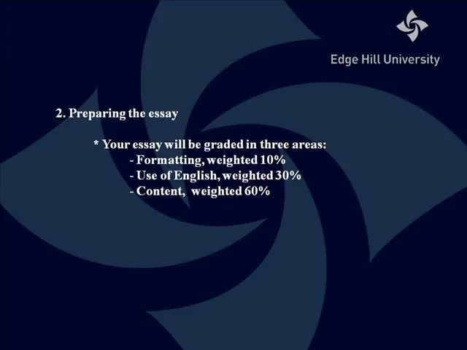So, as you will see from the documents I sent you out last week, and what I'm going to show you here, the essay will be marked on 3 areas: formatting, weighted at 10%, use of English, weighted at 30%, and most importantly the content, which is weighted at 60%. So altogether they make up 100%, obviously. So formatting, use of English, and content.